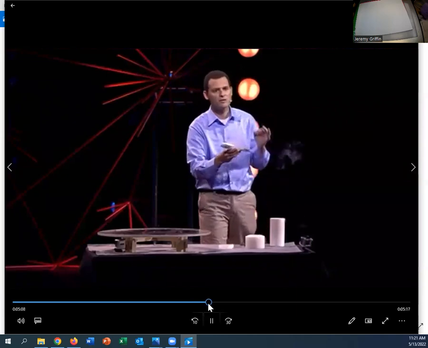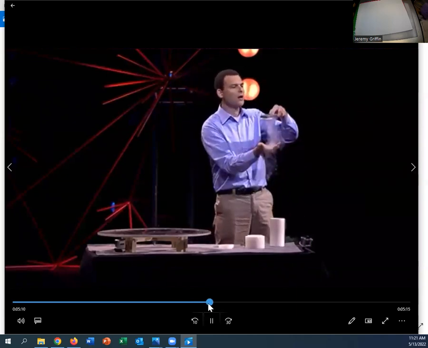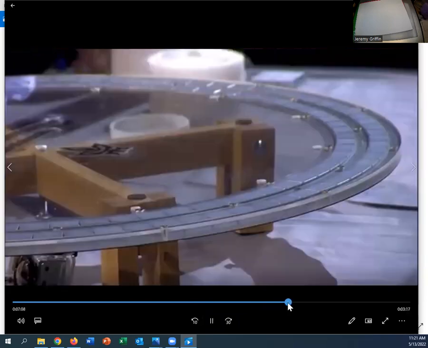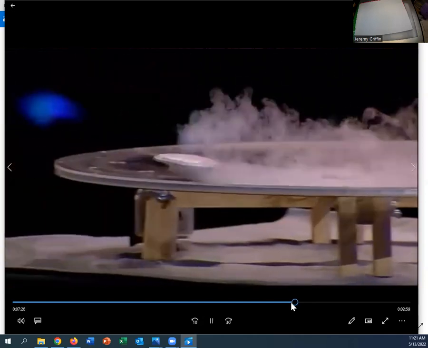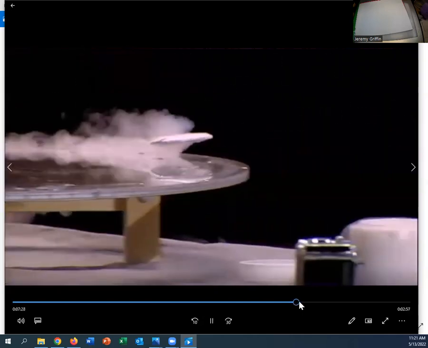Actually locking, three-dimensional locking of the superconductor. So yeah, see how it's locked in space? What else is it going to do with this? Oh, look at that.